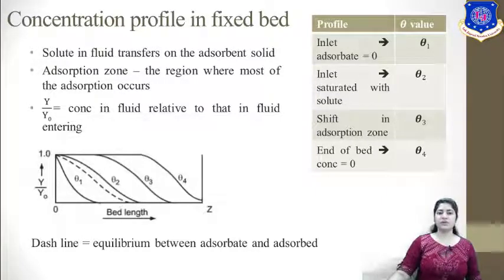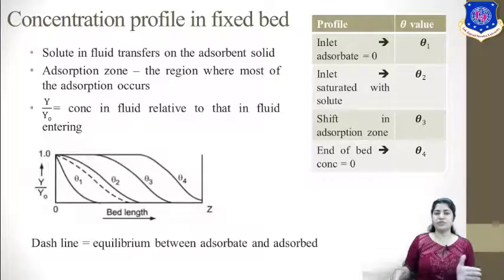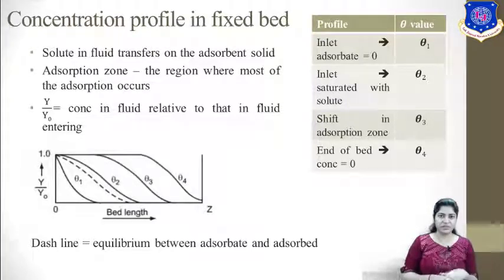Then the theta 2 curve is where the inlet of your bed has now been saturated. So now the adsorption process has shifted to a deeper length of your bed. In theta 3 you can see that this adsorption zone has shifted further along the bed length. It has gone deeper now because at theta 1 and theta 2, for that bed length, the adsorbent has already become saturated with the solute.